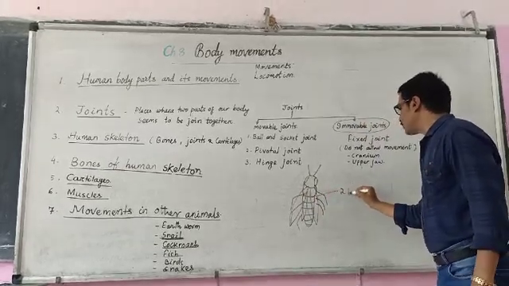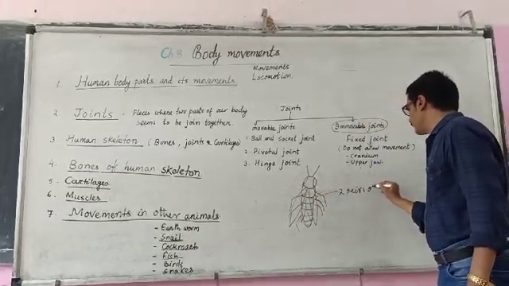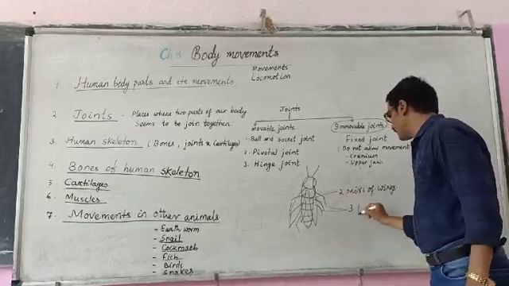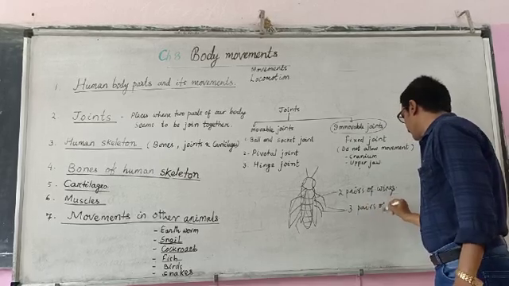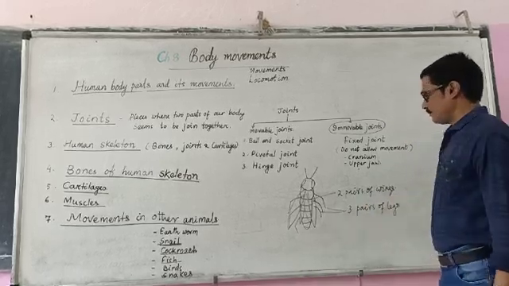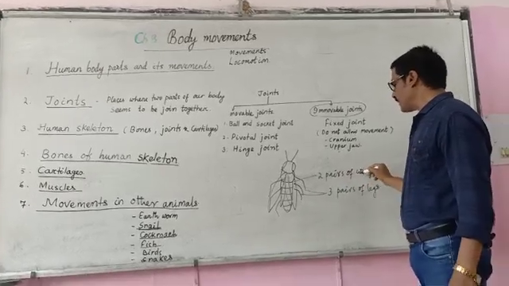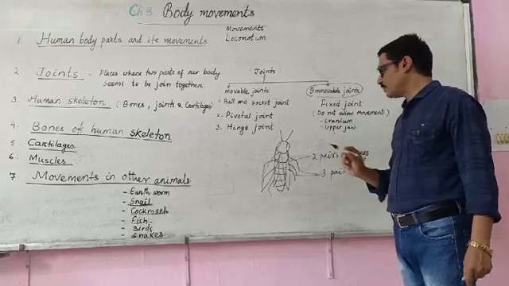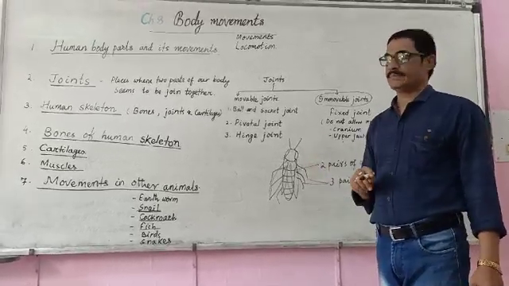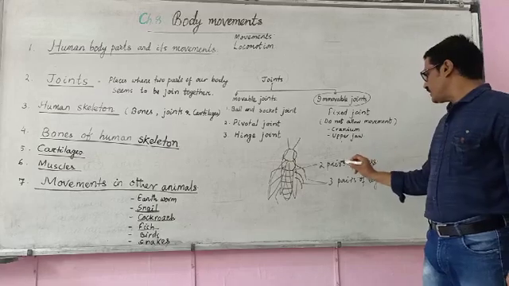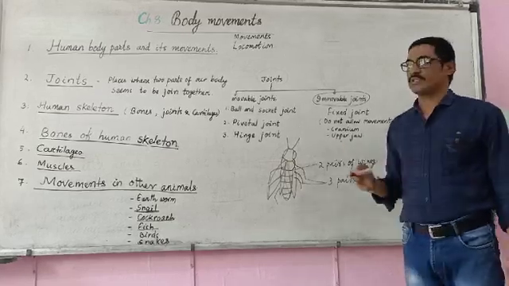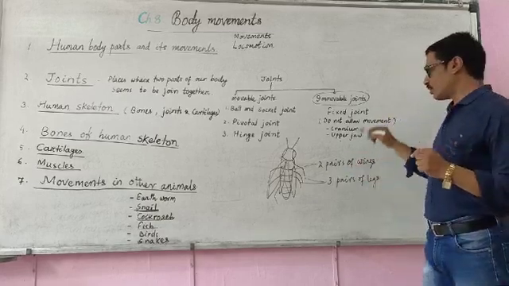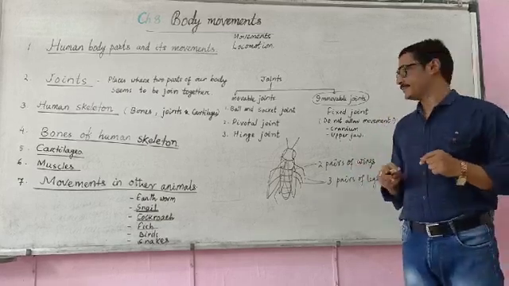The two pairs of wings help it to fly, and the three pairs of legs help it to walk or climb. The wings and legs are attached with muscles, and due to contraction and relaxation of the muscles, they help the cockroach to walk or fly.